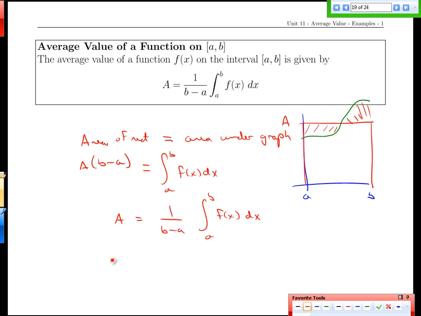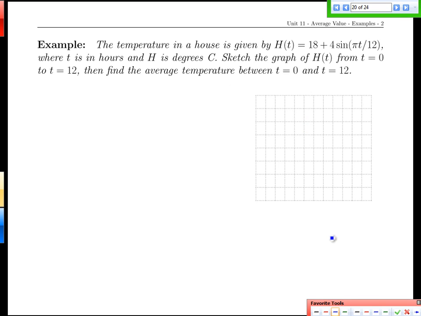Let's apply that with a couple of examples. Here, we're asked to compute the average of a temperature, which is varying as a sinusoidal, so it has some kind of cyclic behavior, pretty reasonable for a temperature in a house. We're going to measure T in hours, H in degrees, and if we're looking for the average temperature, it'll also be in degrees Celsius. So let's do a quick sketch of the graph.